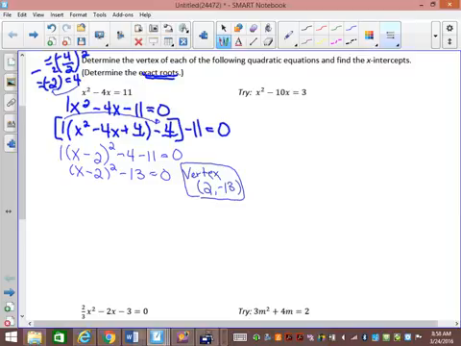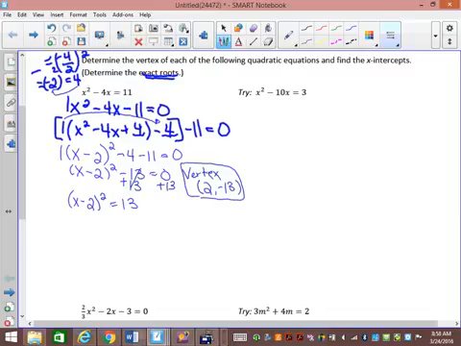So the first thing we always have to move is this 13. We need to move it over to the other side. So if I wanted just a vertex, we'd be done. If I ask you to solve for the x-intercepts by completing the square, you actually have to keep going. So we add the 13 over. And we get x minus 2 squared equals 13.